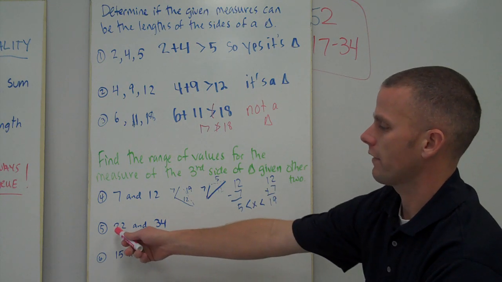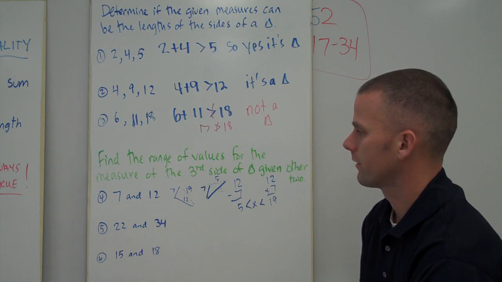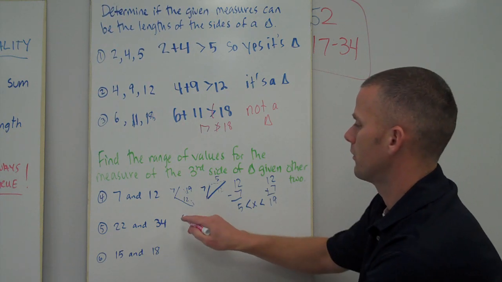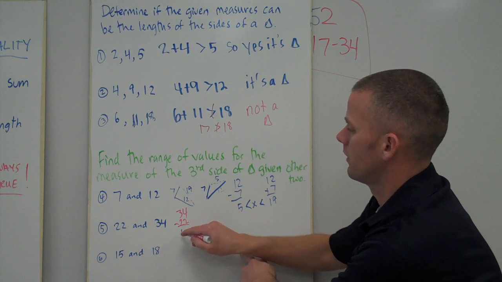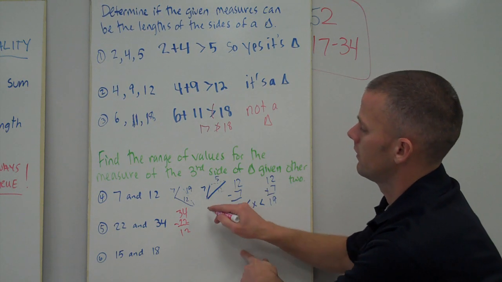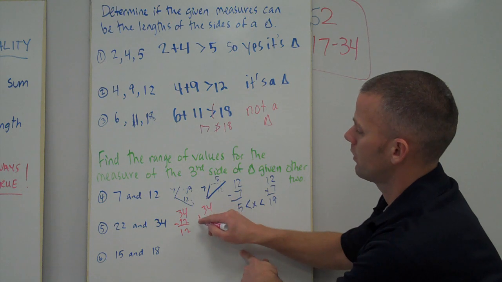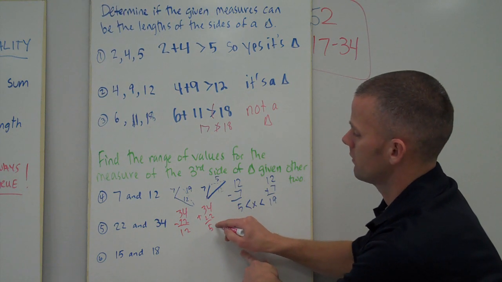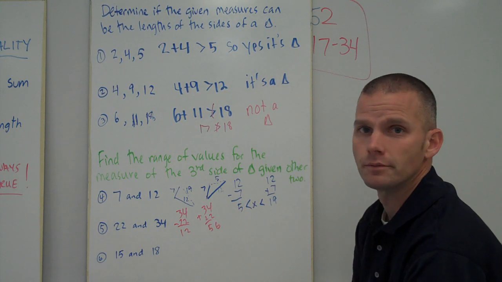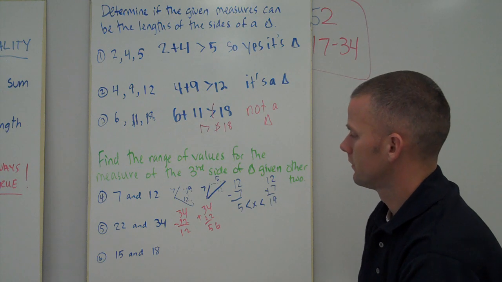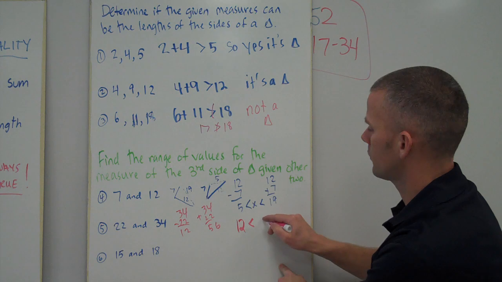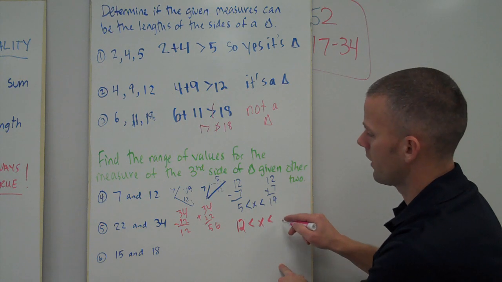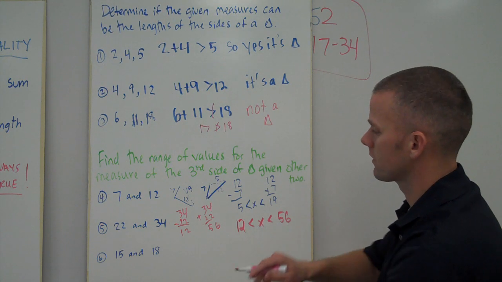So example 5, I've got 22 and 34. So if I take 34 minus 22, that gives me 12. If I take 34 plus 22, that gives me 56. So I know that my third side has to be somewhere bigger than 12, but smaller than 56.